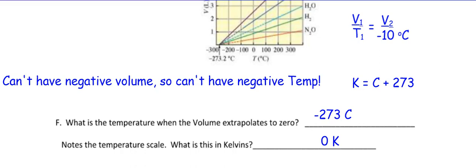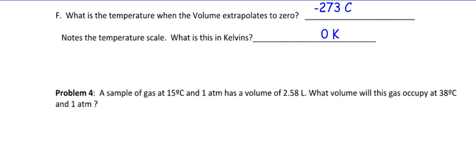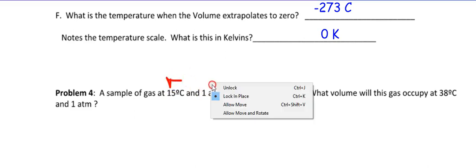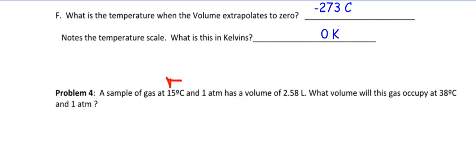All right, let's see what problem number 4 has to say. It says a sample of gas at 15 degrees and 1 atmosphere has a volume of 2.58 liters. What volume will this gas occupy at 38 degrees Celsius and 1 atmosphere? So here's my temperature, and here is my pressure, and here's my V.